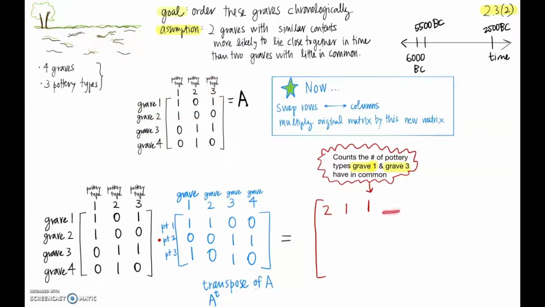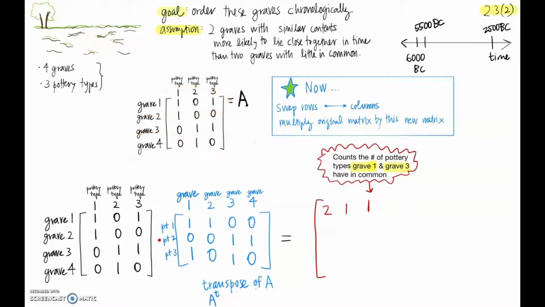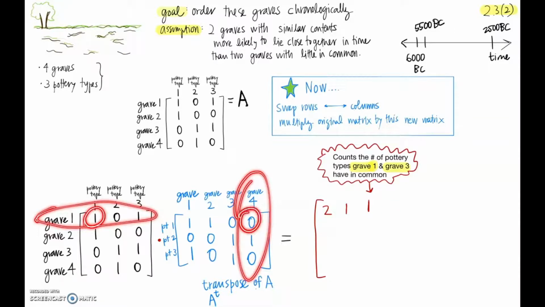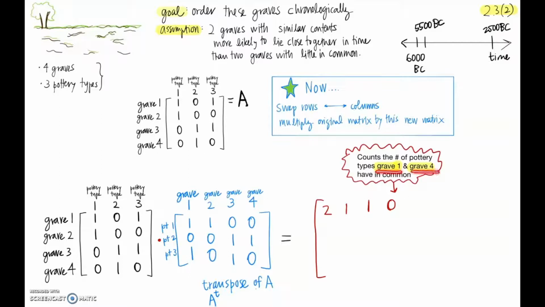What should we expect this number to be right here? Well, it's going to represent the number of pottery types that grave 1 and grave 4 have in common. How many do grave 1 and grave 4 have in common? Let's see. Looking at these two, they have 0 in common, so we should expect a 0 right here. But let's do the multiplication. We're going to take this row times this column here. 1 times 0 is 0, 0 times 1 is 0, 1 times 0 is 0, and it's what we thought it was going to be, that it is 0. And that 0 is counting the number of pottery types that grave 1 and grave 4 have in common.